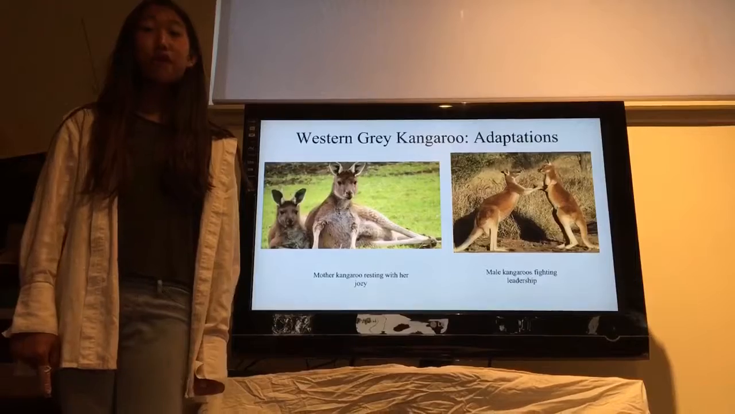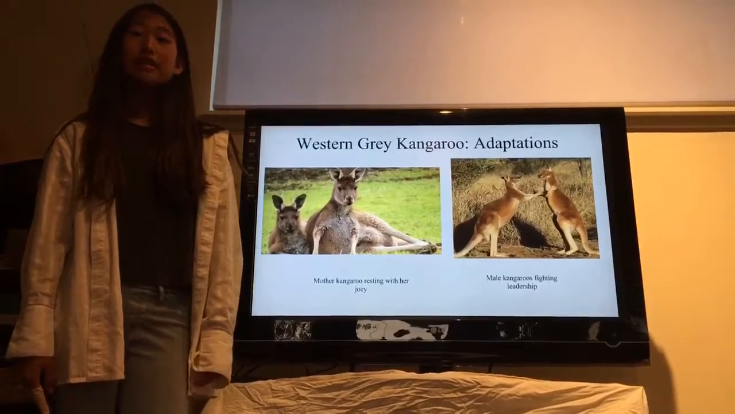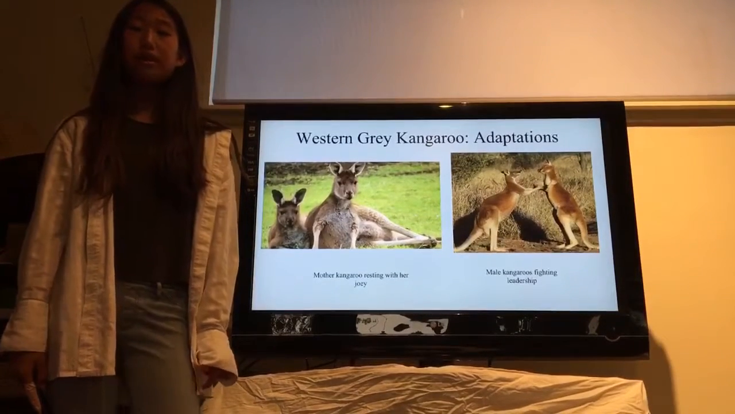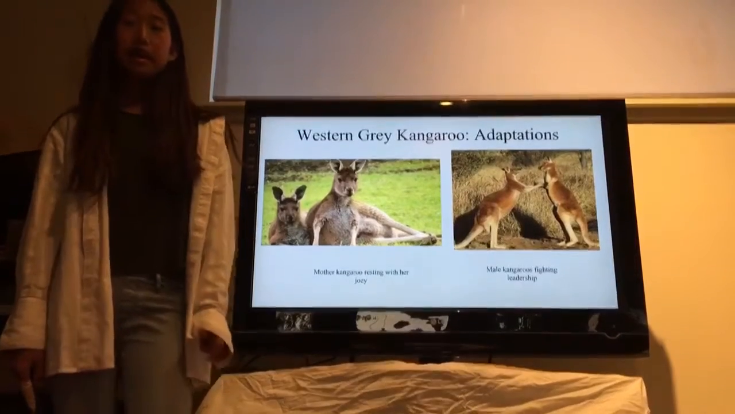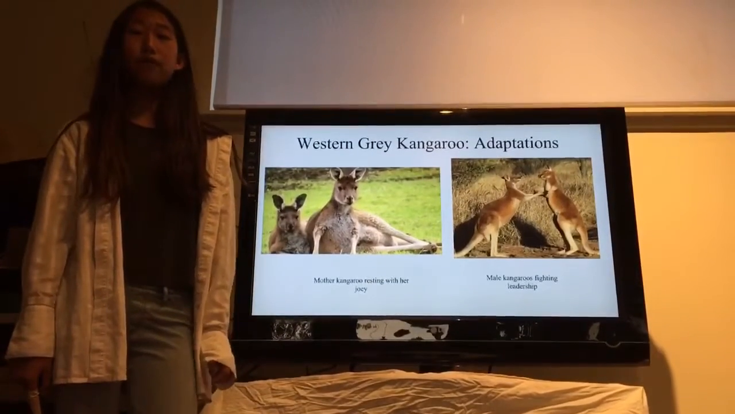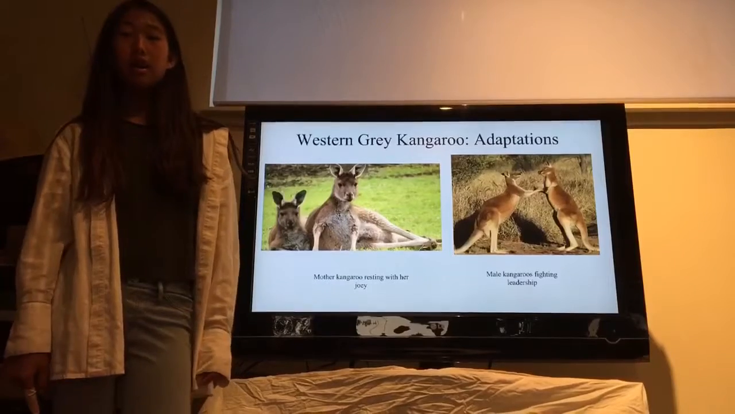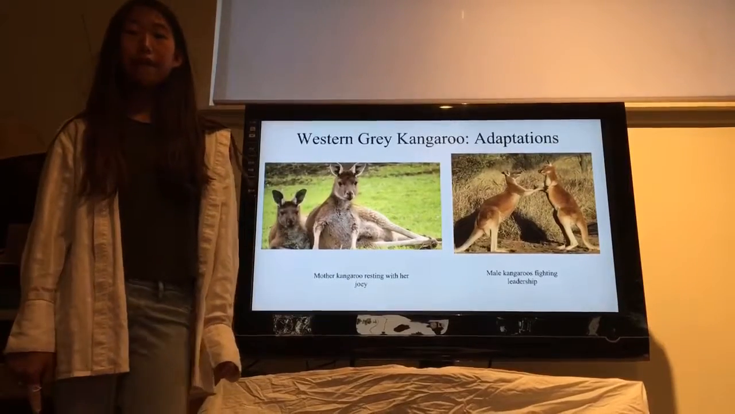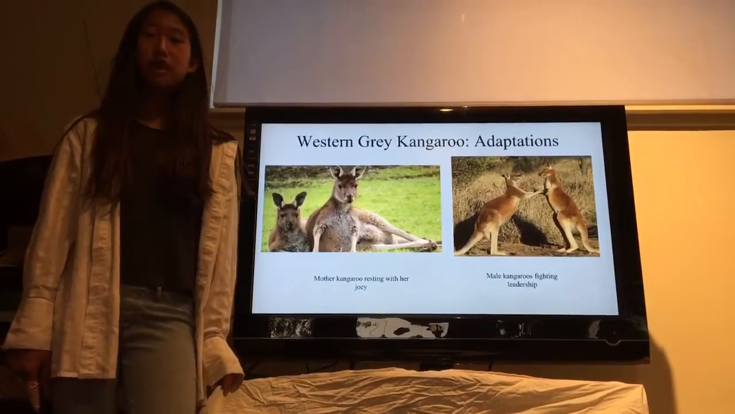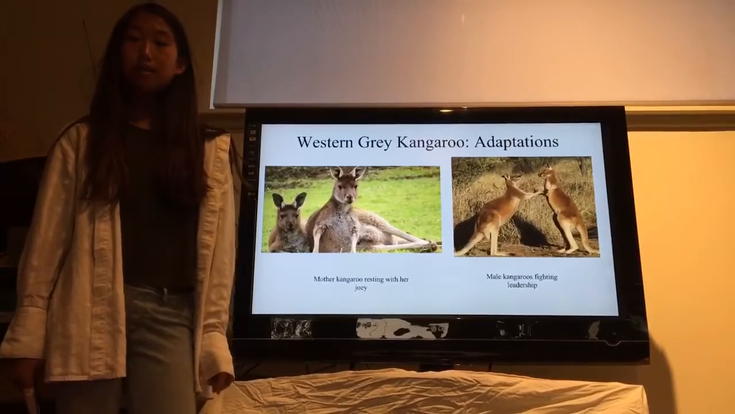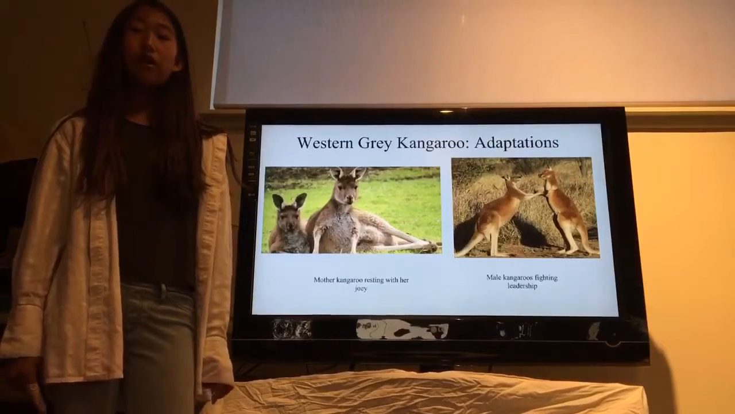They can use their short forearms, long back feet, and strong hind legs to support them when they stand and jump. They eat mainly at night, which helps them to avoid the strong heat from the sun. The western grey kangaroo are very vocal and make clicking sounds to communicate with their joey and sometimes make growling sounds to defend their joey.